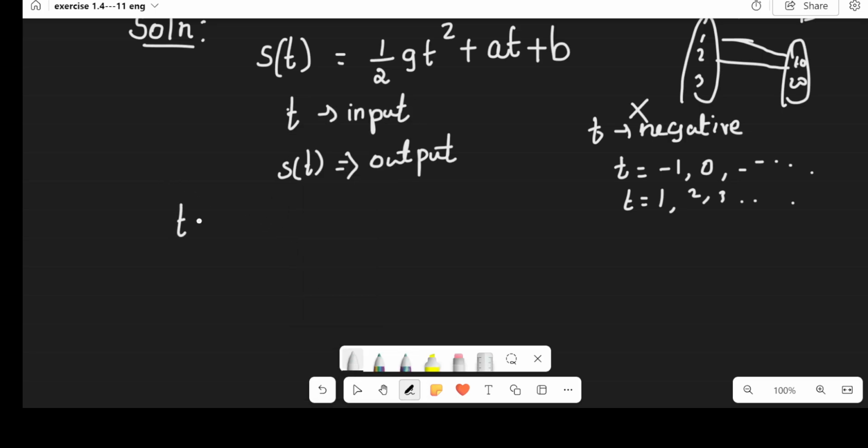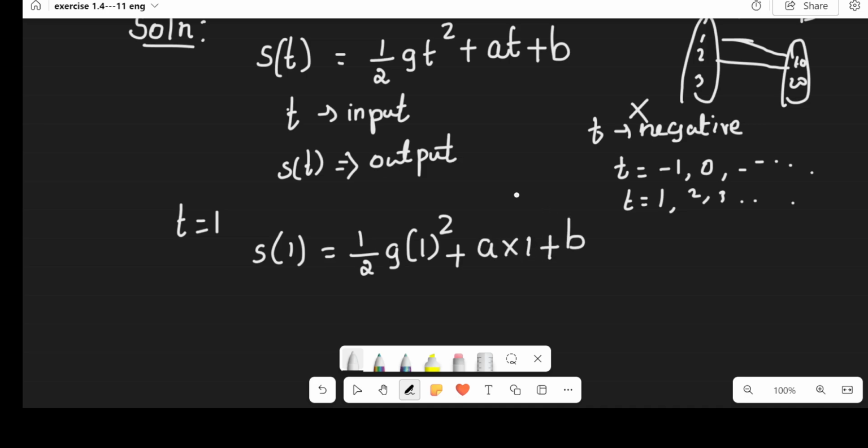T is equal to 1. You need to apply over here. That is s of 1, equals 1 by 2 g t square. T is 1, right? So 1 square plus a into 1 plus b. Already we know that a and b are constants, so there is no need to give values for them. That is the constant value.